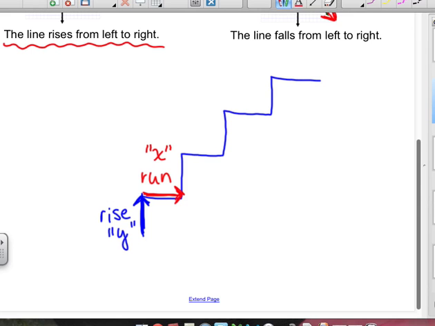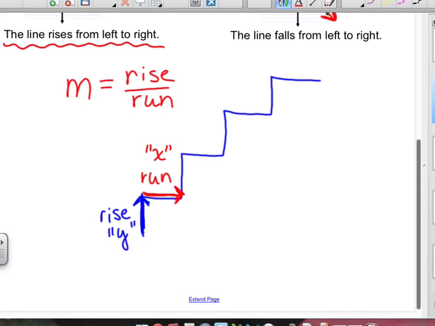Okay? And when you get these values, the rise value becomes the top value in your slope, which is a ratio. It's going to look like a fraction. And the run value is going to go on the bottom of the ratio, or the bottom of the fraction. So I'll write it again. Slope, which is represented by m, equals rise over run. And that's really the goal today.